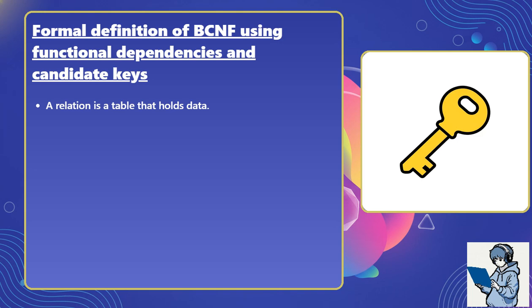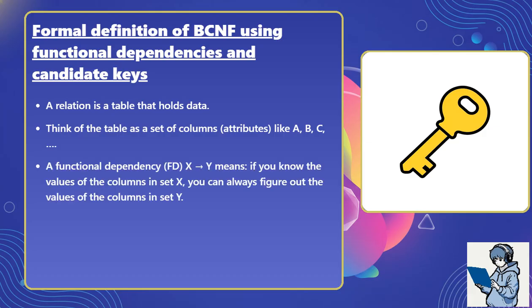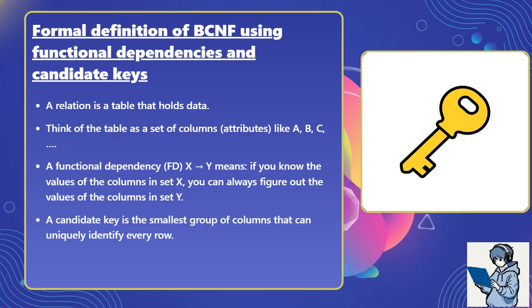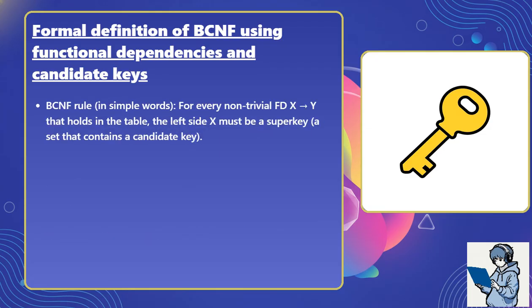A relation is a table that holds data. Think of the table as a set of columns, attributes like A, B, C. A functional dependency, FD, X arrows Y means, if you know the values of the columns in set X, you can always figure out the values of the columns in set Y. A candidate key is the smallest group of columns that can uniquely identify every row.